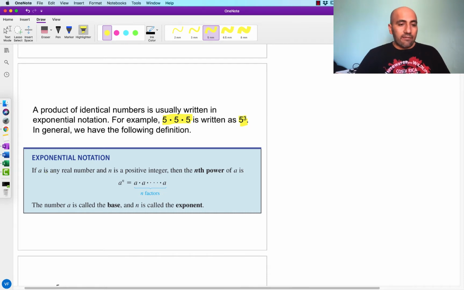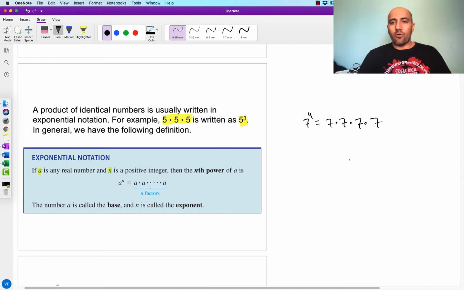So in general, if a is any real number and n is a positive integer, for now we're just going to stick to positive integers, then the nth power of a is a to the nth power, which means that we multiply a times a times a, n a's being multiplied, and that's what this notation means, right? Likewise, 7 to the power of 4 would then be 7 times 7 times 7 times 7, 1, 2, 3, 4, for example, right?